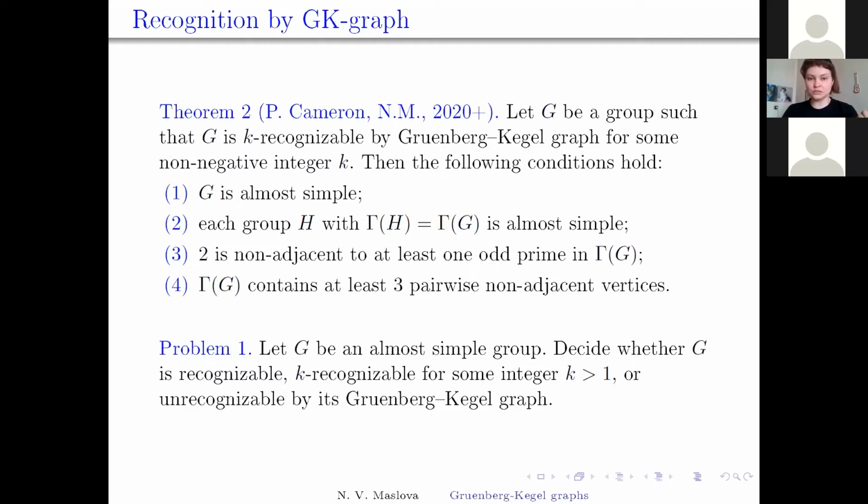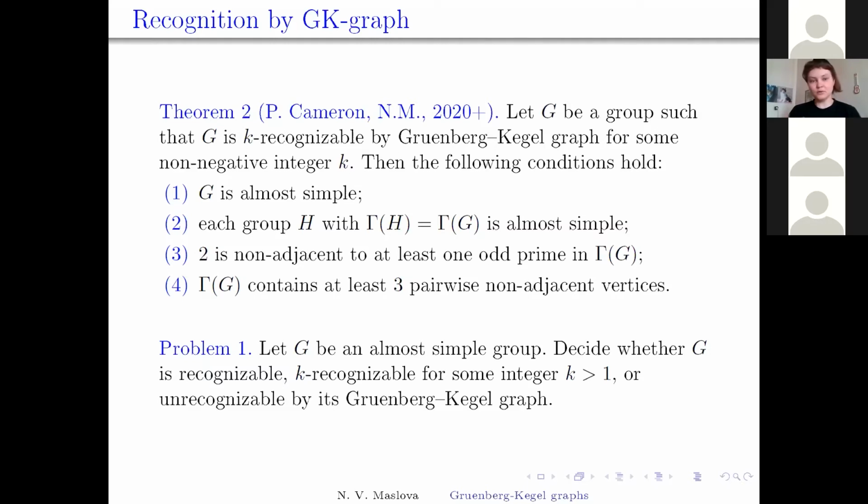2 is non-adjacent to at least one odd prime in the Gruenberg-Kegel graph of G. And the Gruenberg-Kegel graph of G contains at least 3 pairwise non-adjacent vertices. And since we know that each group recognizable by Gruenberg-Kegel graph is forced to be almost simple, we have the following open problem. For any finite almost simple group, decide whether it is recognizable by Gruenberg-Kegel graph, co-recognizable or unrecognizable.